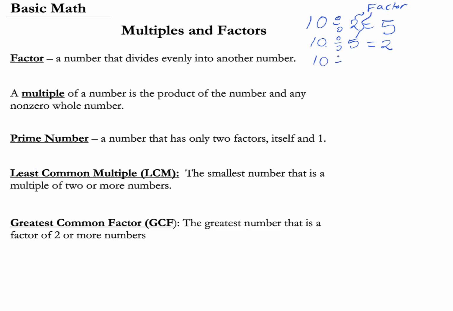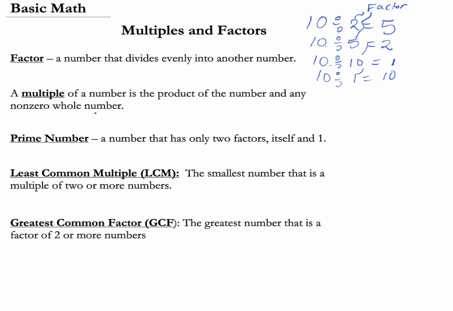10 can be divided by itself. 10 divided by 10 is 1, so 10 is also a factor. And then don't forget about 1. 10 divided by 1 is 10, so 1 is also a factor. So whenever you hear the word factor, always think about a number that will divide evenly into another number.